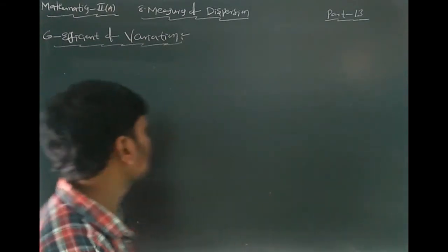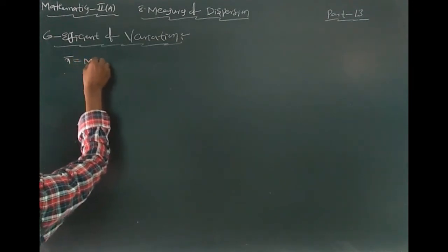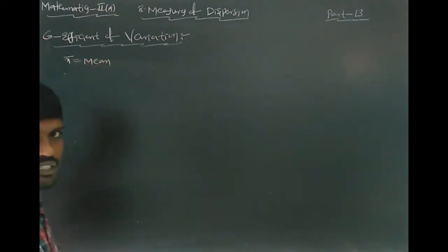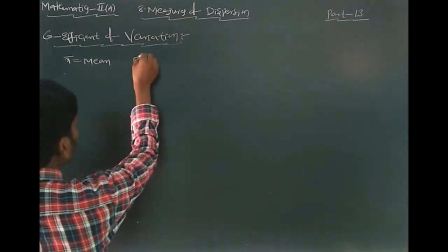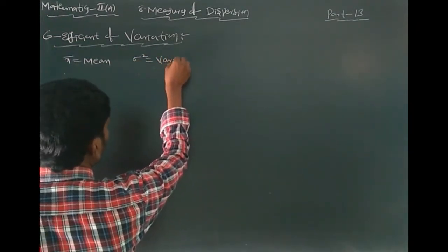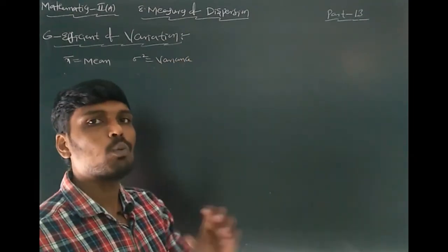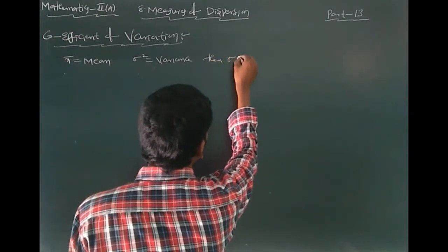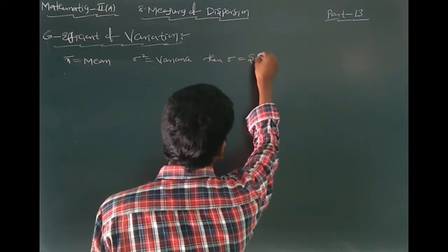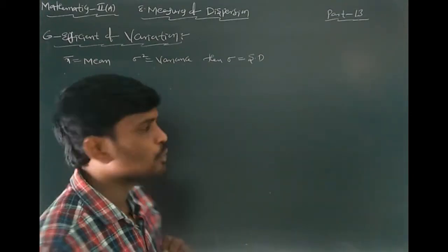Here, suppose x bar is the mean of any one observation, grouped or ungrouped data. Sigma square is the variance of any grouped or ungrouped data. Then sigma is the standard deviation of any grouped or ungrouped data.